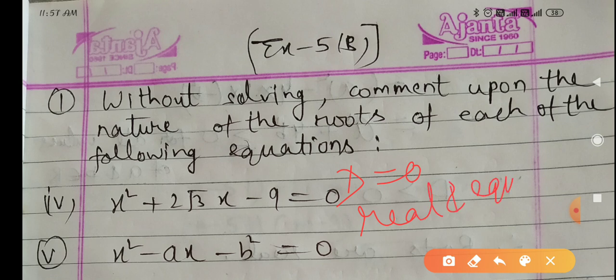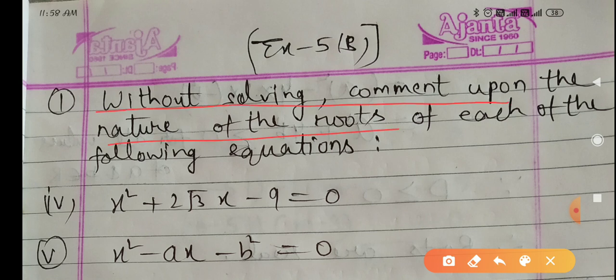If D is equal to 0, then real and equal roots. So you have to keep in mind the value of D by using b square minus 4ac. You will find, if it is less than 0, then roots are not real, imaginary roots are there. If it is greater than 0, then roots are real and unequal. If it is equal to 0, roots are real and equal. Now some parts I am taking, you can see here. First question: without solving, comment upon the nature of the roots of each of the following equations.